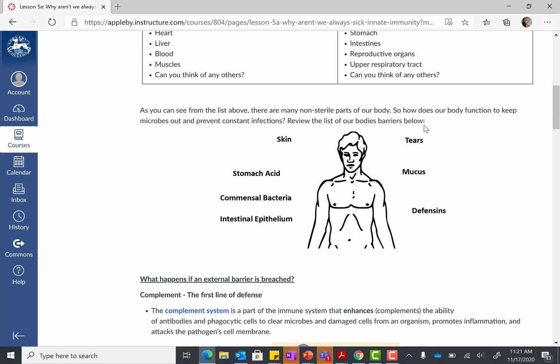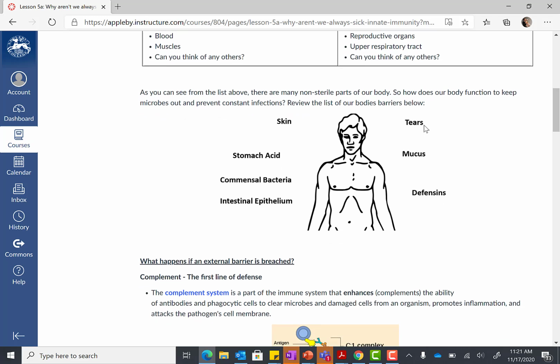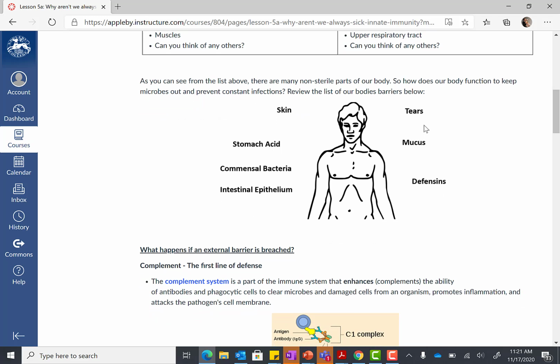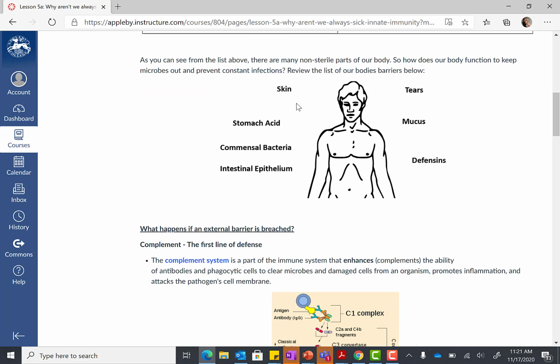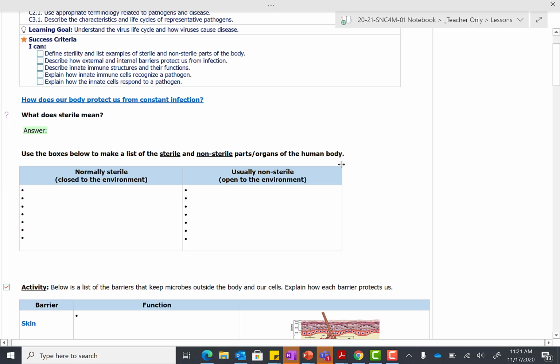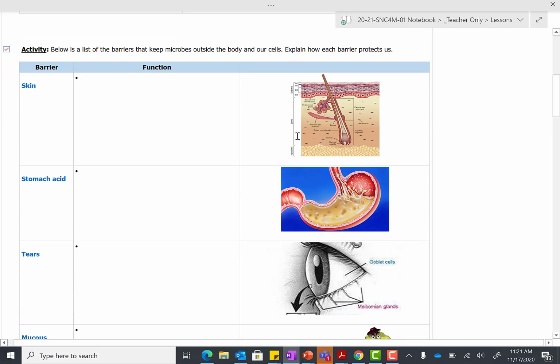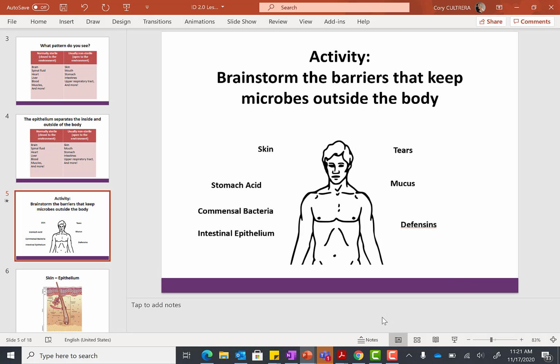After you've done that, we're getting into talking about barriers. So what actually helps keep these microorganisms and pathogens from getting deeper into our body and making us sick? So you can see here I've listed some of the main barriers. Some are physical barriers and some are chemical barriers. And in your OneNote, I've given you a picture of what that looks like, and I want you to highlight the function. And so we'll quickly go over those functions.